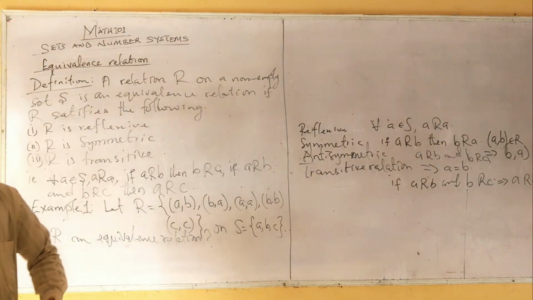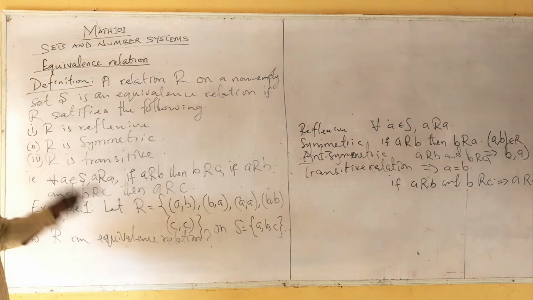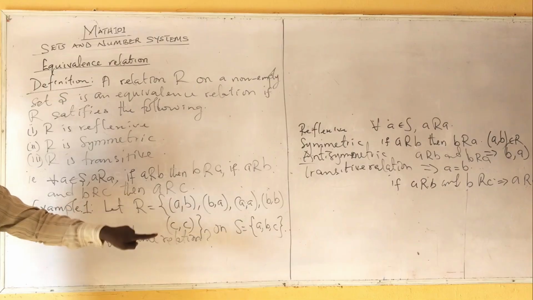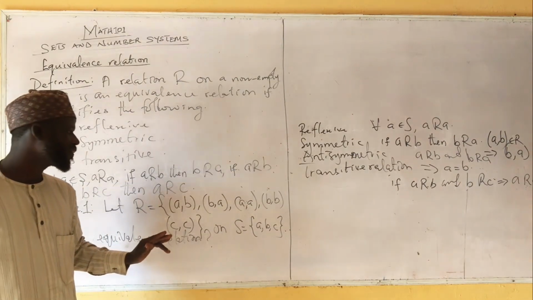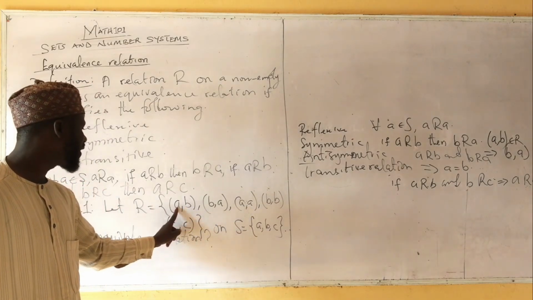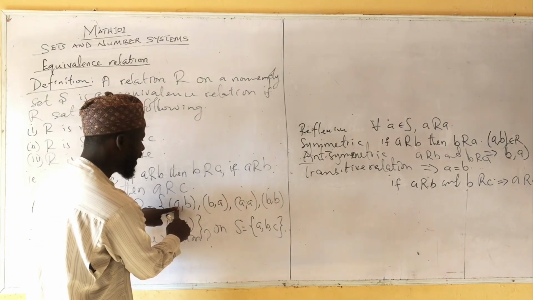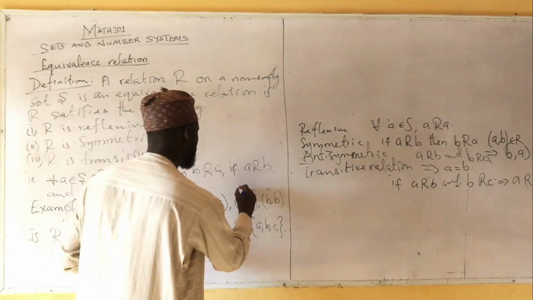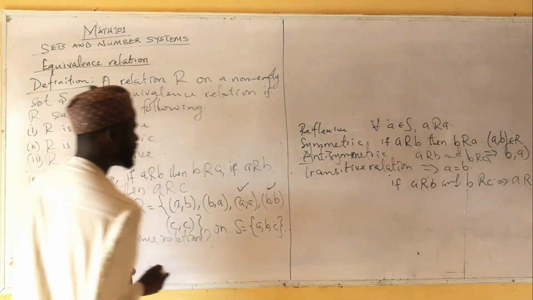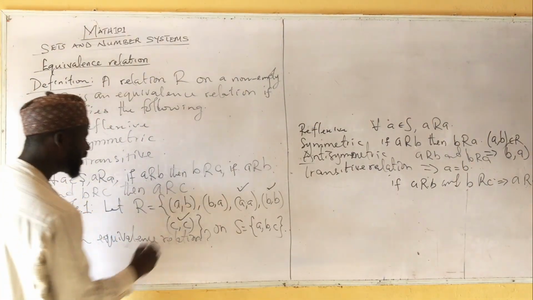So for us to answer the question that R is an equivalence relation, we have to test the three conditions here. Is R reflexive on S? So we look at, is it reflexive? There are how many elements here in the relation that appear? We have A, B, and C. So, is A related to A? We have A related to A. We have B. Is B related to B? So we have B is related to B. Do we have C related to C? Yes, we have C is related to C.